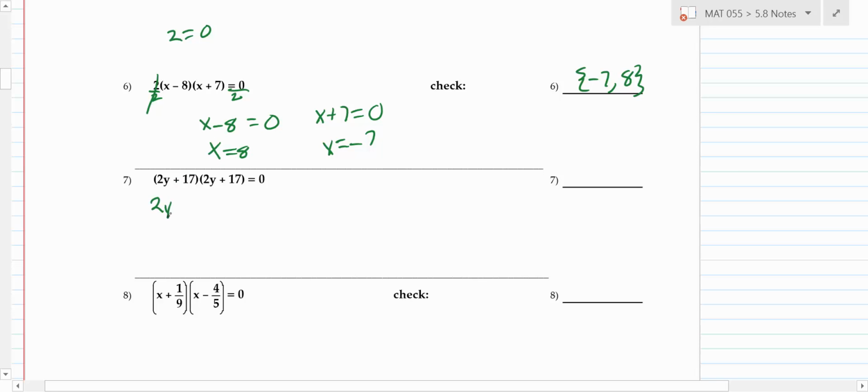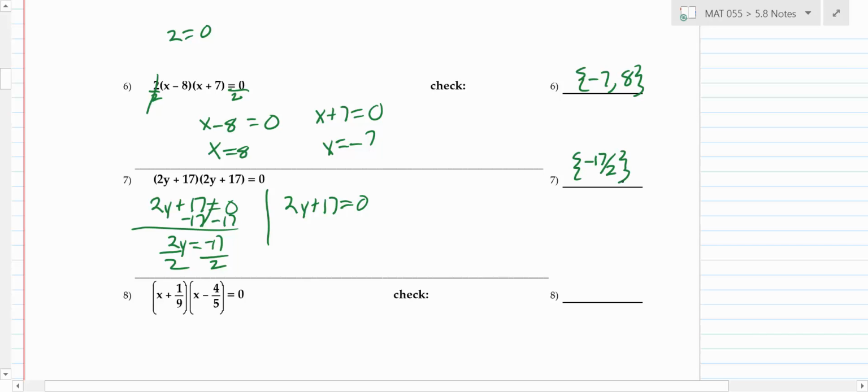Okay, the next one, you got 2y plus 17 equals 0. Well, what's going to happen if you solve the same equation twice? You're going to get the same answer, right? Okay, a lot of you have the answer written twice, but it's the same answer. So what you would do is just subtract 17. That's going to give 2y equals negative 17. Then divide by 2, so I think we all got that. Now you just write it like this. It's just one answer. If you wrote it twice, that's unnecessary. That's a repeated answer, but you just write it down one time.